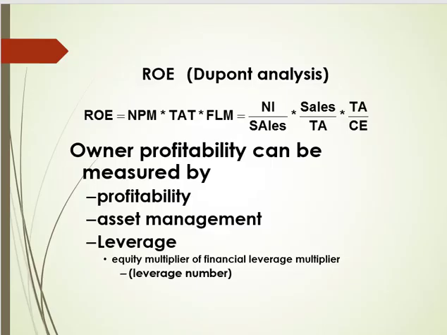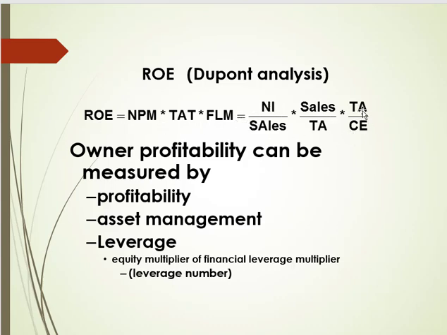So we have one more relationship to look at. Let's look at return on equity and what we refer to as the DuPont analysis. So return on equity, if you remember our formula from a slide or two ago, is net income divided by net worth or common equity. But the DuPont analysis breaks down owner equity into some parts here. Net profit margin times the total asset turnover ratio times the financial leverage multiplier will equal return on equity.